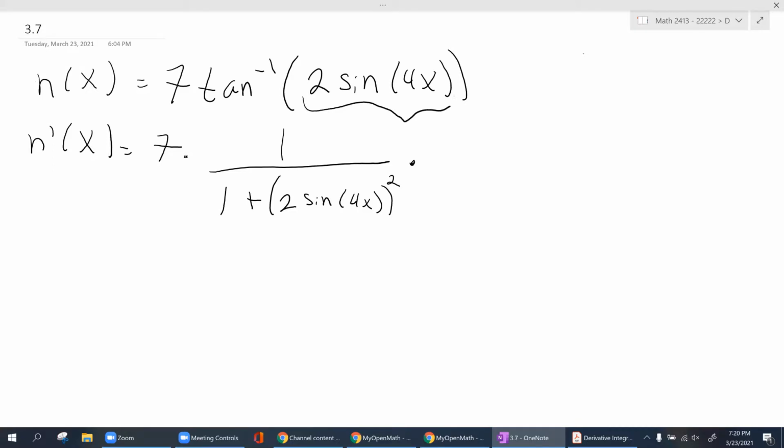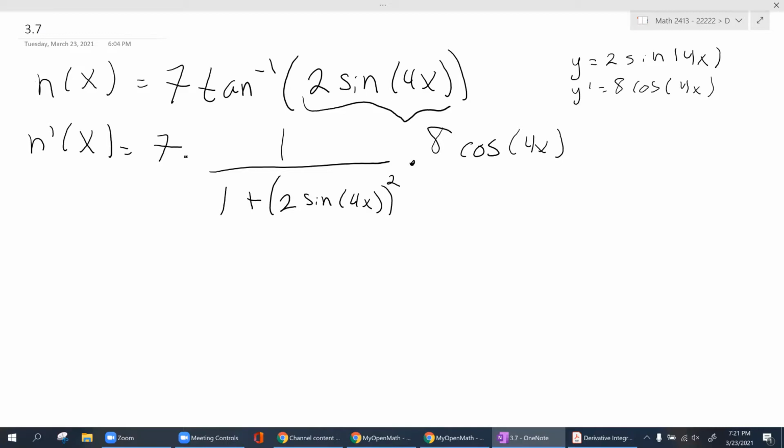And if it helps you to write this on the side so you can see it and not get lost in what's going on, then go ahead and do that. That's totally fine. You find out that this derivative, if we complete it out, would give you 8 cosine of 4x. So that is the derivative. In other words, you would multiply this by 8 cosine of 4x.